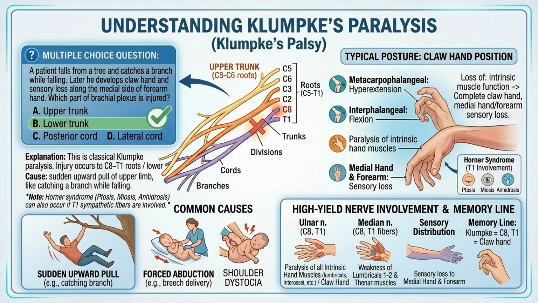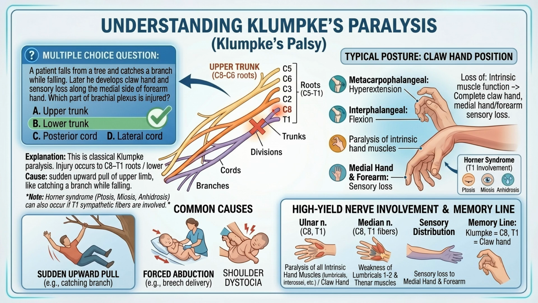Students, let us understand this question through the diagram. Here the question says, a patient falls from a tree and catches a branch while falling. Later, the patient develops claw hand and sensory loss along the medial side of the forearm and hand. Now the question is asking which part of the brachial plexus is injured. The options are A, upper trunk; B, lower trunk; C, posterior cord; D, lateral cord.